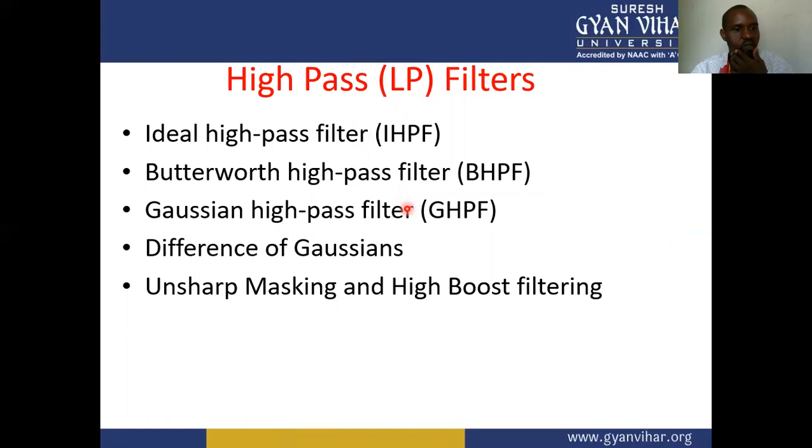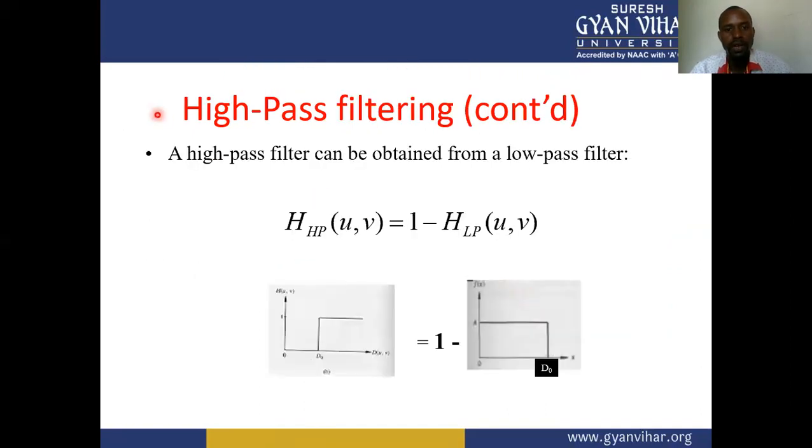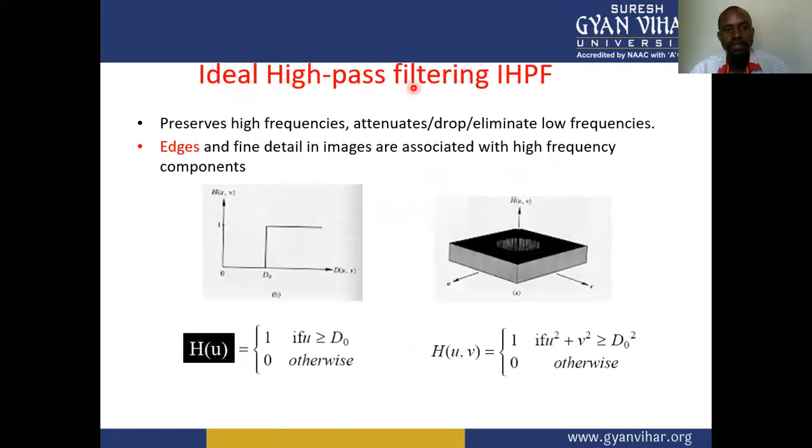Now, high-pass filters are divided into five parts. We have the ideal, Butterworth, Gaussian, then the difference of Gaussians, and then unsharp masking and high-pass post-filtering. High-pass filters can be obtained from a low-pass filter: we subtract the low-pass filter from one and we get a high-pass filter. So we have the ideal high-pass filter. It preserves high frequencies while dropping low frequencies. The edges and fine details of the image are associated with high-frequency components.